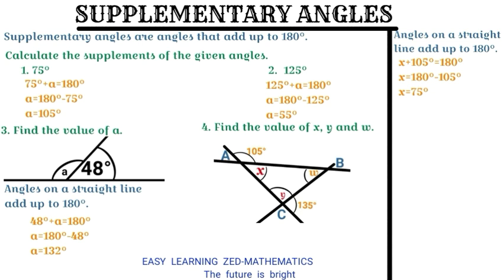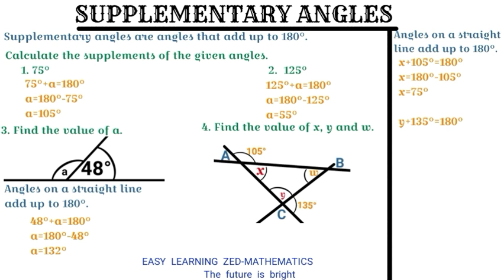So again, to find the value of y, I'm going to use the same property, which is angles on a straight line add up to 180 degrees. So I'm going to write y plus 135 degrees is equal to 180 degrees.